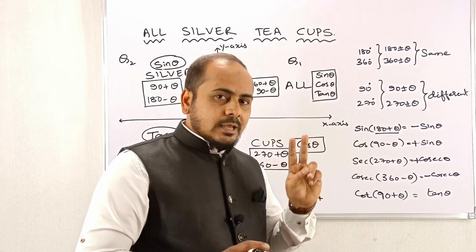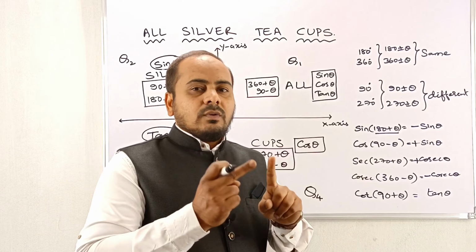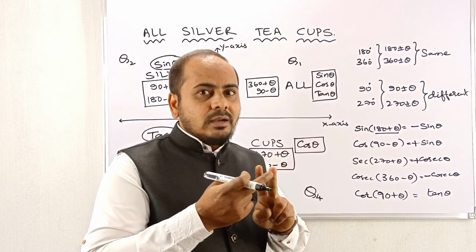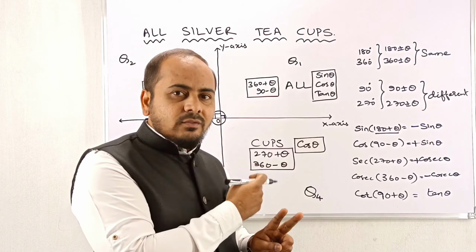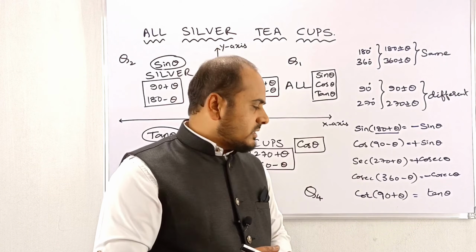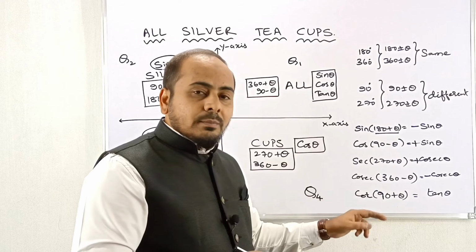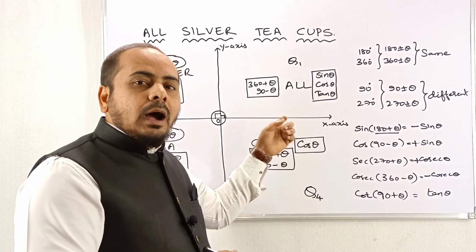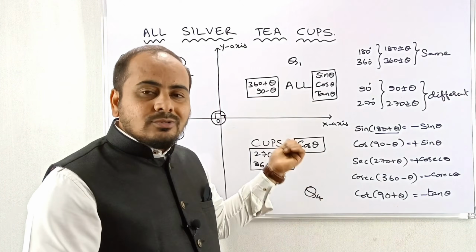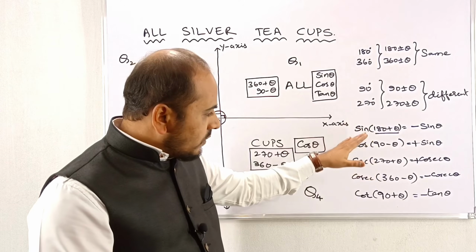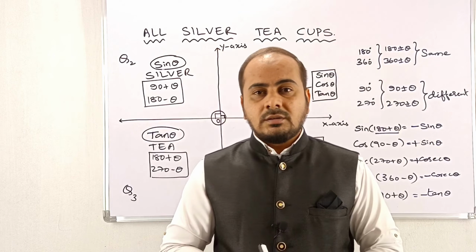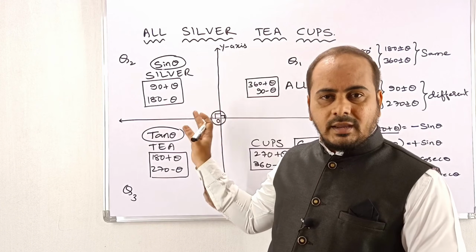Here two steps you have to remember. First step: for 360 and 180, the same ratio we have to take. Second step: in which quadrant it is placed and what sign we are getting, that we have to write. Clear? Now come to cot 90 plus theta. Tan theta we took. 90 plus theta means it comes in the second quadrant. Sign is positive only for sin and cosec, so cot is negative. Like this we have to learn all the formulas, my dear. This is only the basic concept, and many problems we have to solve based on this All Silver Tea Cups concept.